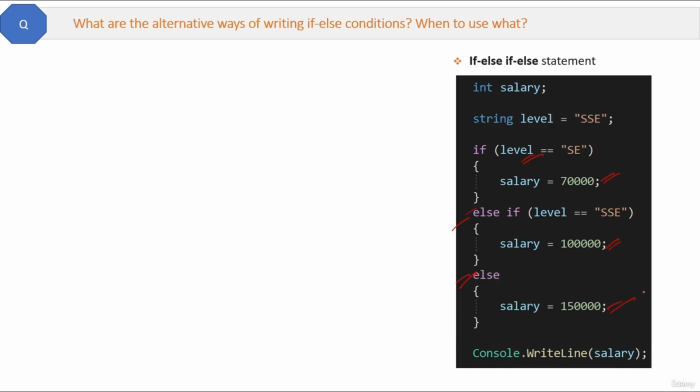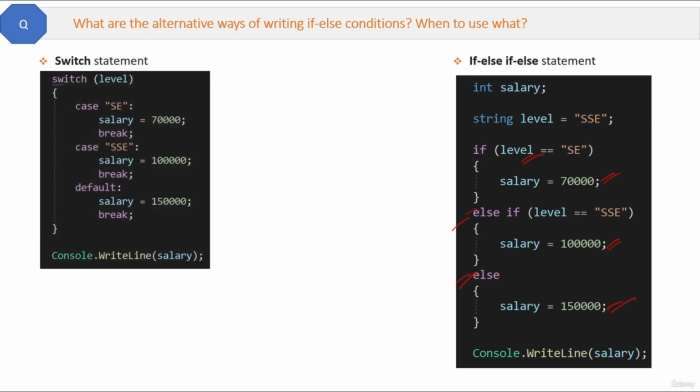Now, there are other ways to write the same if-else condition so that you can minimize the number of lines of code. One is the switch statement. Here you will just pass the level like this, and this case keyword will check the value. If it is SC, then salary equal to 70,000, and it will break. This break keyword will take the control out of the switch statement. This is one way.